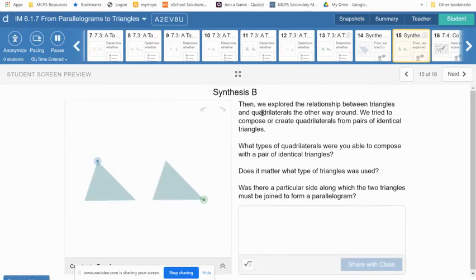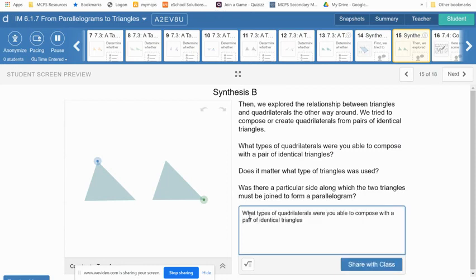Okay. Synthesis. Then we explored the relationship between triangles and quadrilaterals the other way around. We tried to compose or create quadrilaterals from pairs of identical triangles. What types of quadrilaterals were you able to compose with a pair of identical triangles? All right, let's take a bit of our question. Let's put it right here. What types of quadrilaterals? Let's change it into our answer.